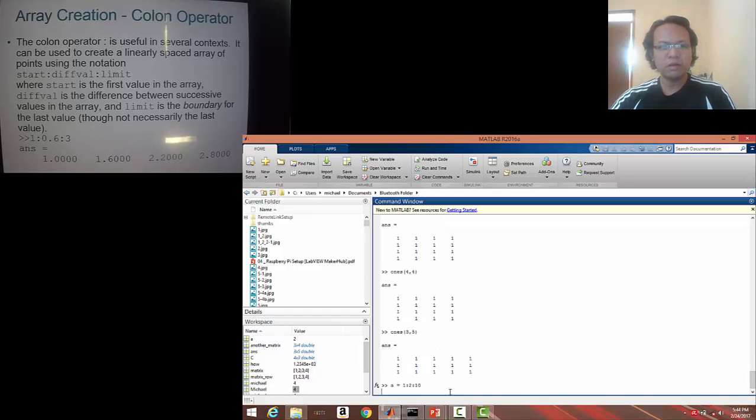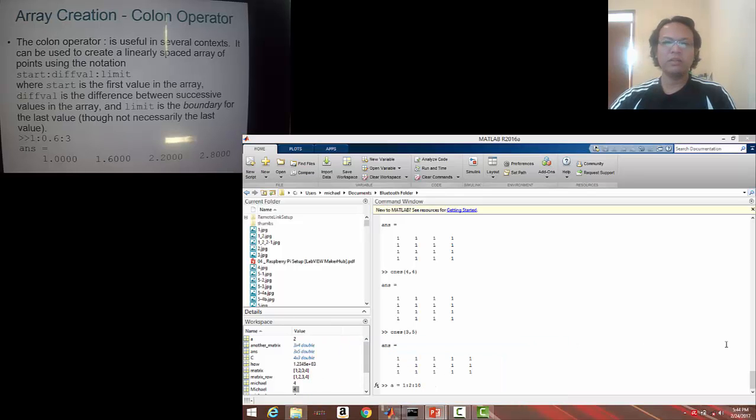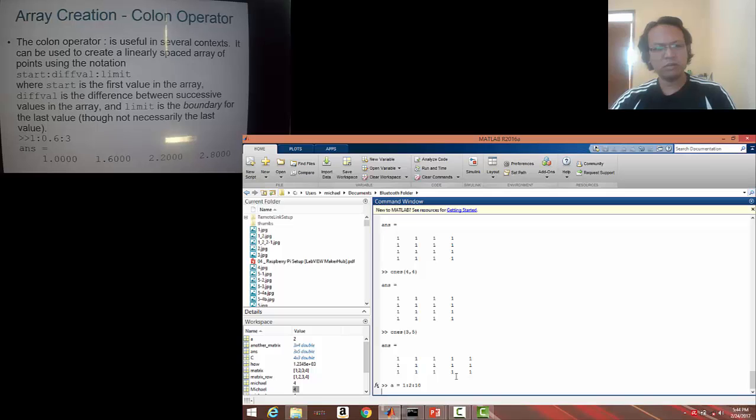Anyway, let's go to the slide. Okay, anyway, here there's something wrong. I don't know what happened, but let's go back to this colon operator. 1.6 and then to 3. So the difference is 0.6. So starting from 1, the next value will be 1.6, then 2.2, up to 2.8. The maximum value should be 3.